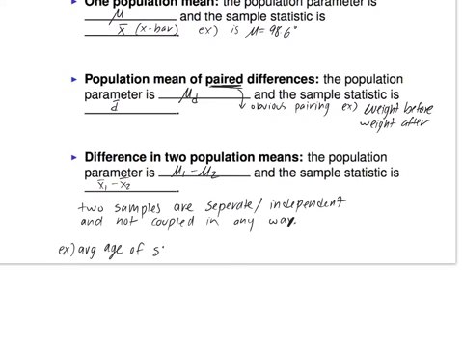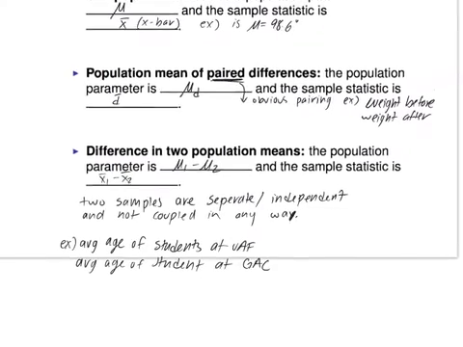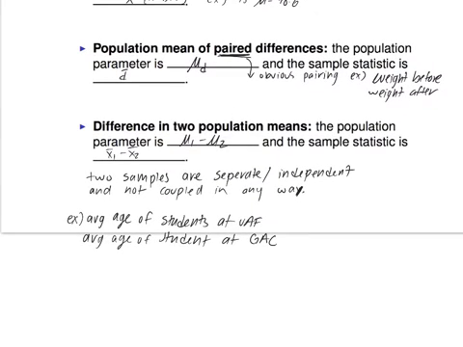Here's one. Average age of students at UAF versus the average age of students at the school where I went to school, which is Gustavus Adolphus College, which they called GAC. GAC was much more fun to say than UAF, guys. Yup. GAC. Okay.